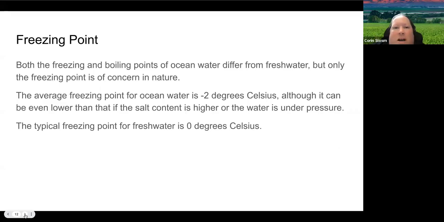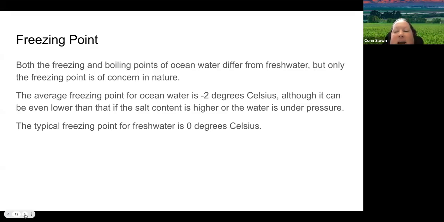So this ties back to what we were talking about in the very first class where we looked at colligative properties. So both the freezing and boiling points of ocean water are going to differ from fresh water. So this is another example of a test that you could do. But really, in nature, only the freezing point is of concern. So the average freezing point for ocean water is -2 degrees Celsius.